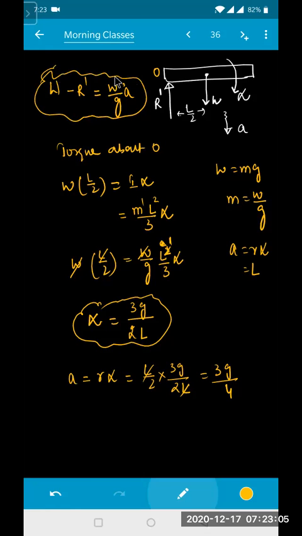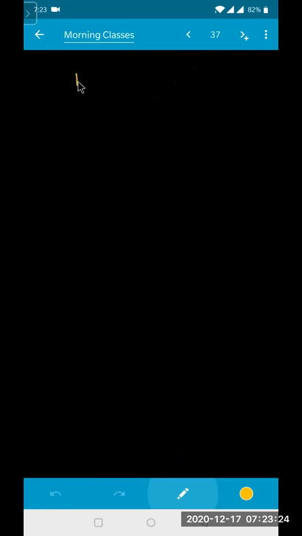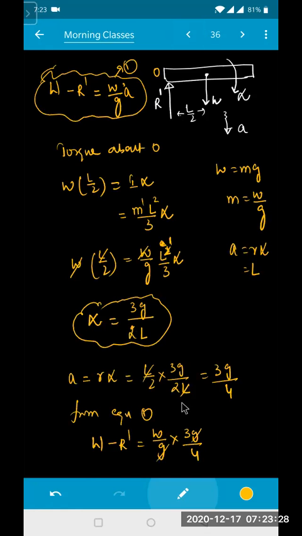Okay, I take this as your equation 1. From equation 1, I can write W minus R dash is equal to W by g into a. And a is how much for me? 3g by 4. The g gets cancelled, so this will be W minus R dash is equal to 3W by 4.